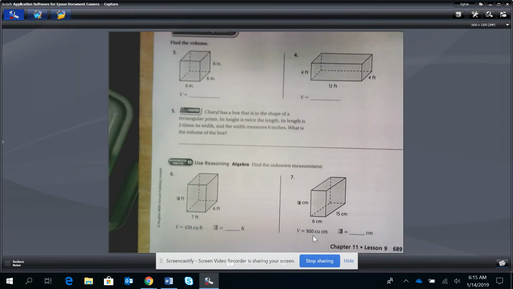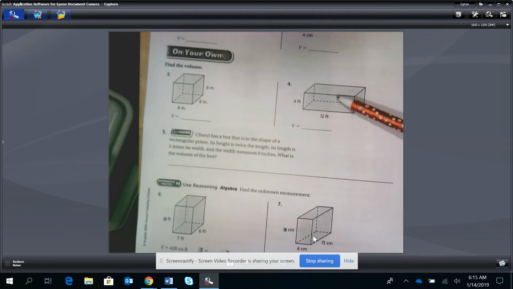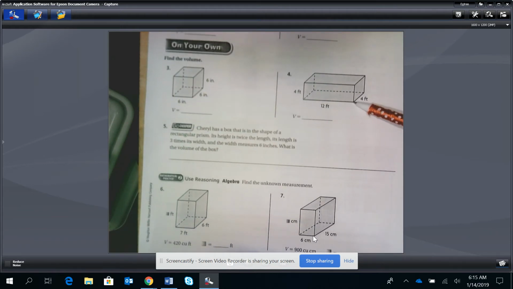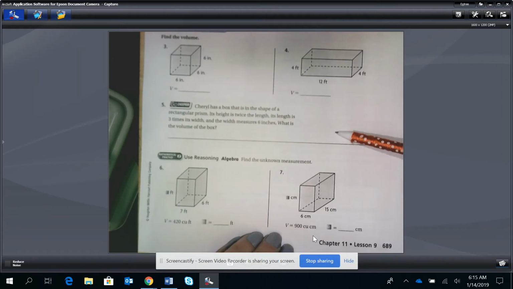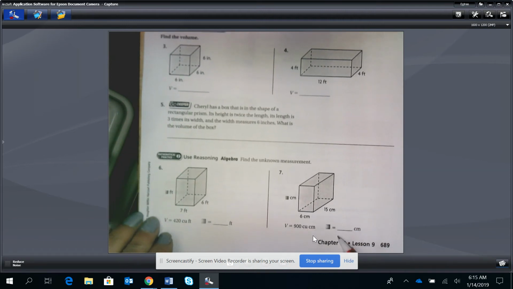Okay, I would like you to do share and show with your partner. And on your own with your partner, going deeper, and find the algebraic. You know how to do this. You're good at it.